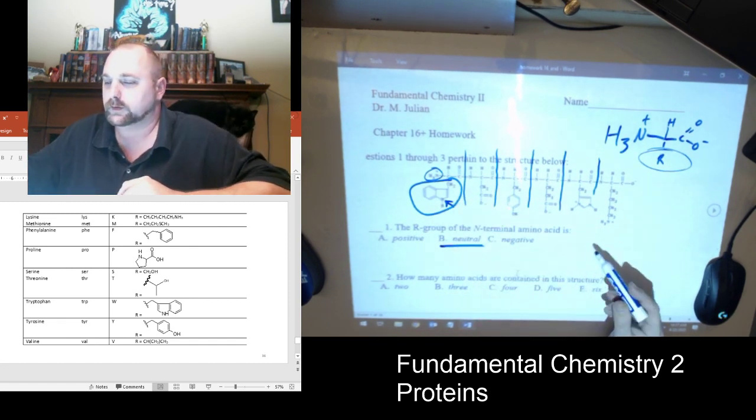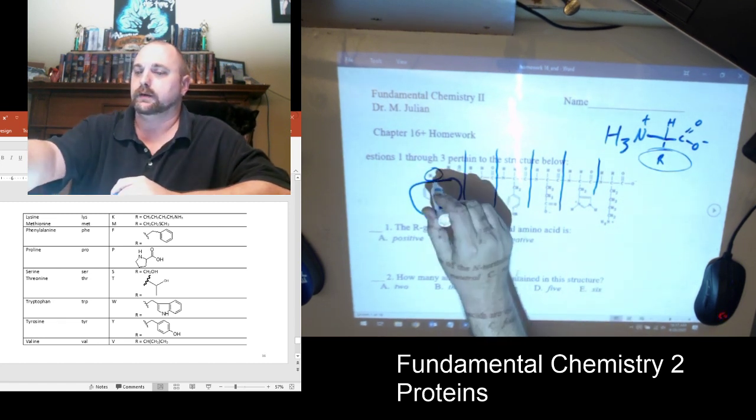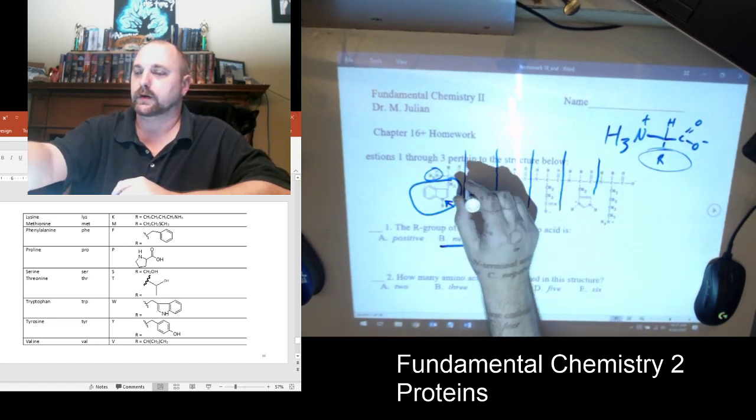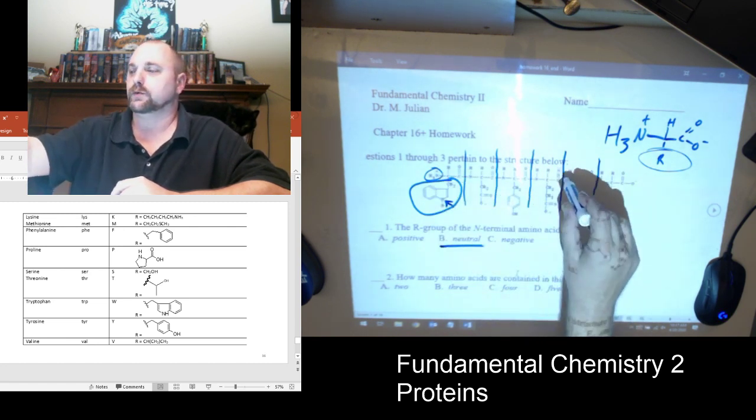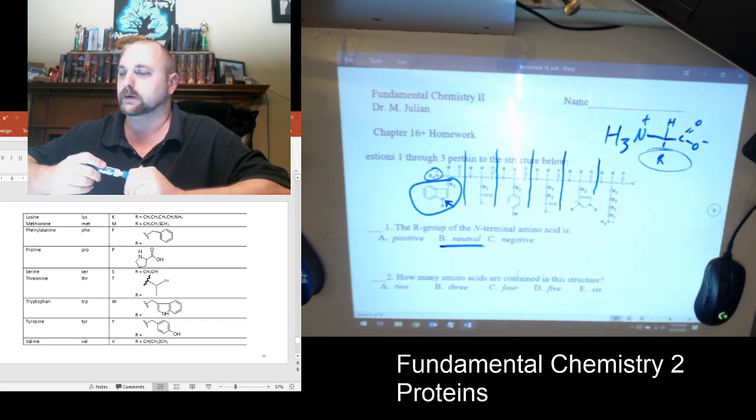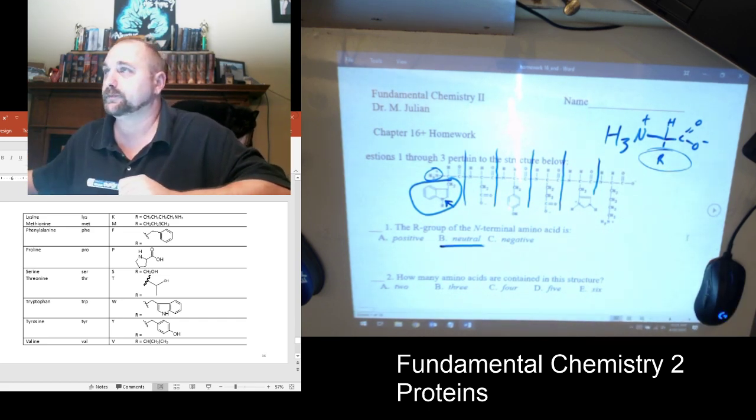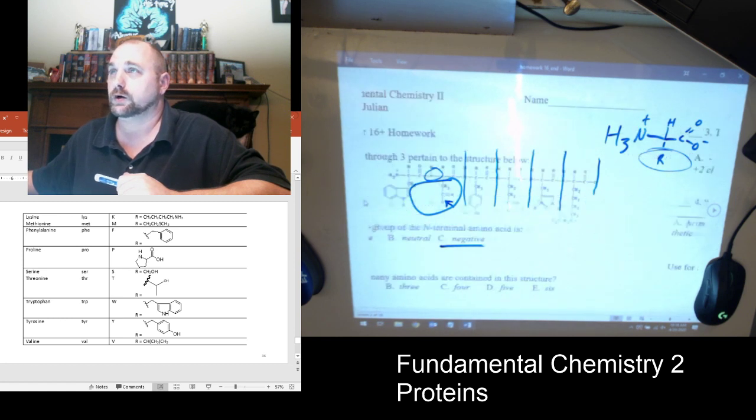Then it says how many amino acids are contained in this structure. I can count the nitrogens going across, or use the lines I drew. 1, 2, 3, 4, 5, 6. So there are 6 amino acids. Then it asks about the structure, and it wants to know the charge.